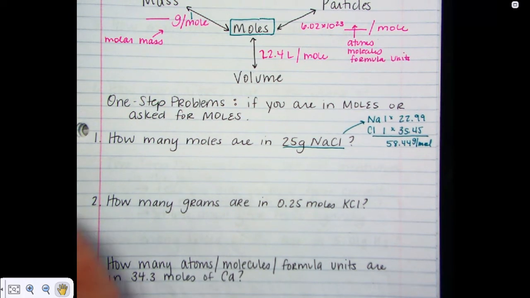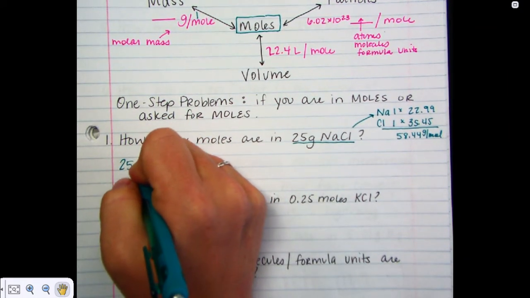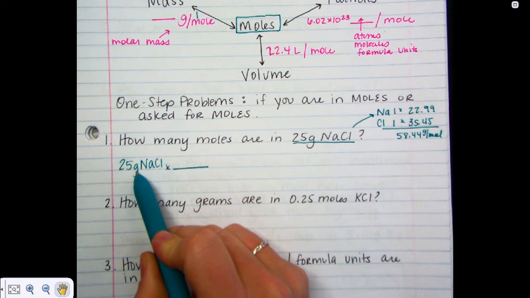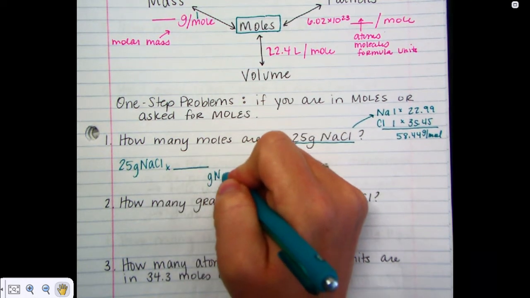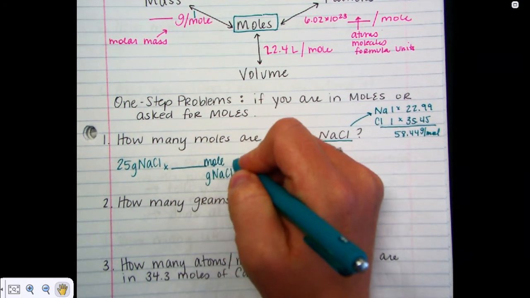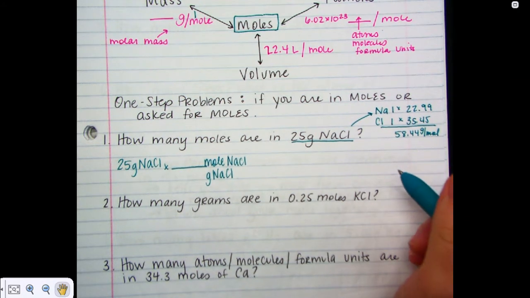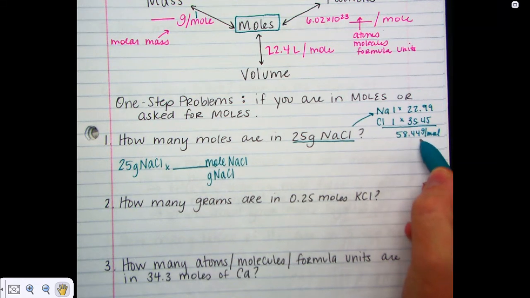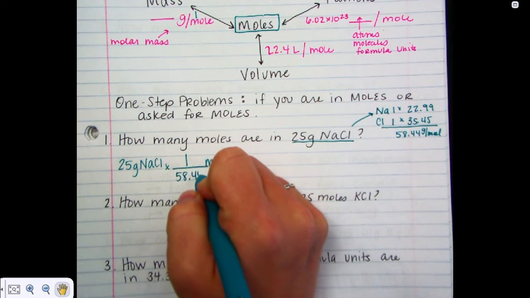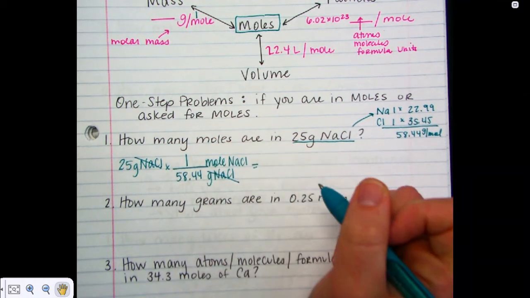Now I'm going to set up my conversion so that my units will cancel. So starting with 25 grams of NaCl times. Remember, whatever I'm getting rid of goes on the bottom. So my grams of NaCl go on the bottom. And what I'm going to, which is moles, moles of NaCl go on top. And now I need to fill in my conversion factor. 58.44 grams is equal to 1 mole. So 1 mole is equal to 58.44 grams. All right, so my units cancel, and it's going to leave me in moles, which is the desired unit.